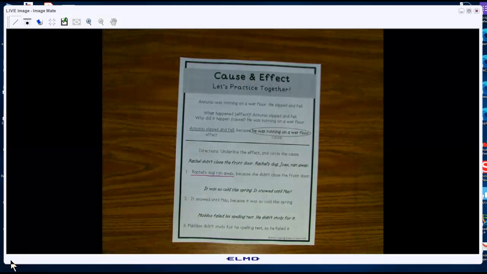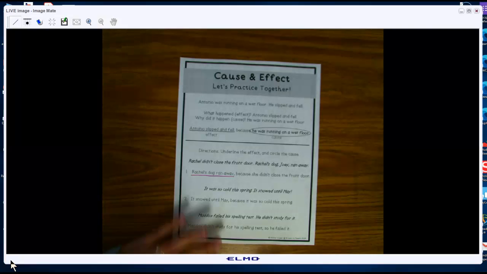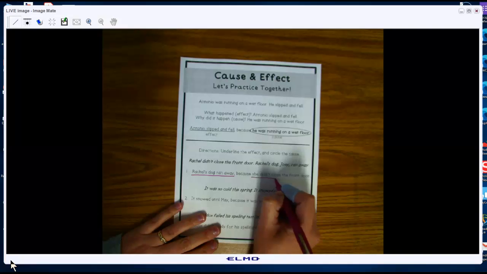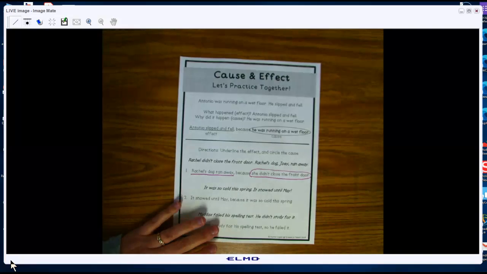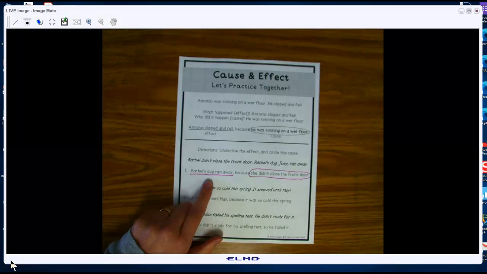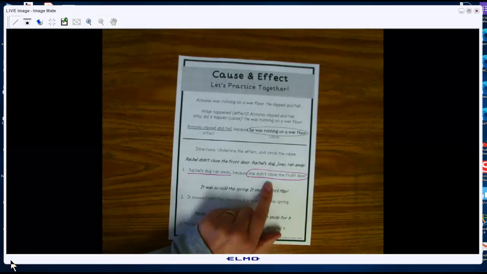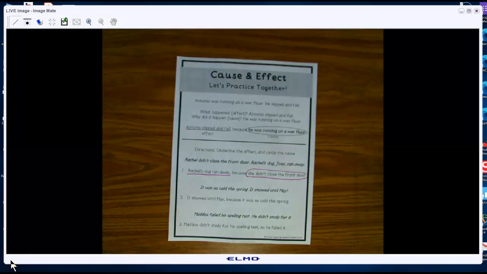Why did it happen? What was the cause of that dog running away? Heather? Right, that's the cause. She didn't close the front door. So the effect was that Rachel's dog ran away, and what caused that was she didn't close the front door. So underline the effect and circle the cause.